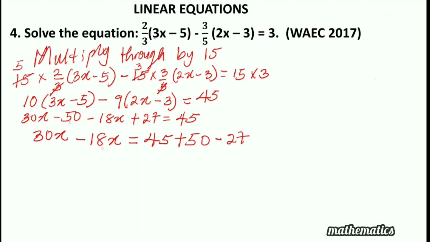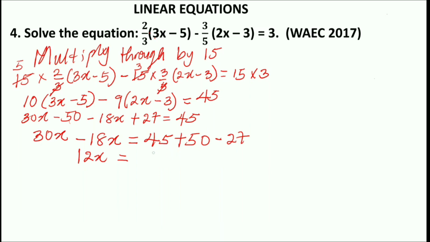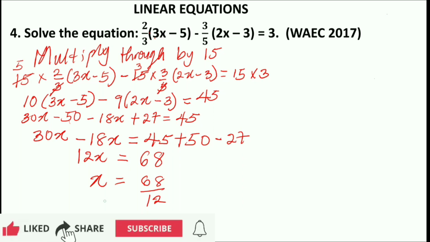And so 30x minus 18x, 12x, 45 plus 50, that is 95. 95 minus 27, that is 68. And so the coefficient of x is 12. So x equals to 68 over 12. And so we have this as x equals to 68 over 12.